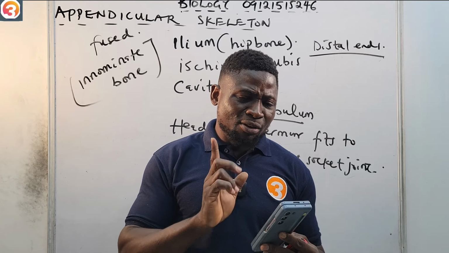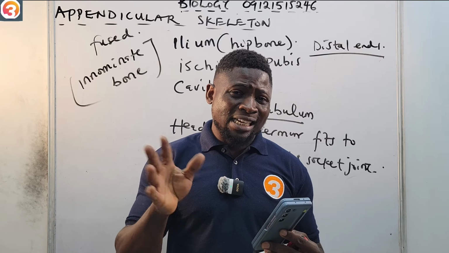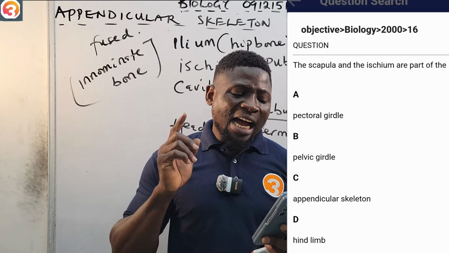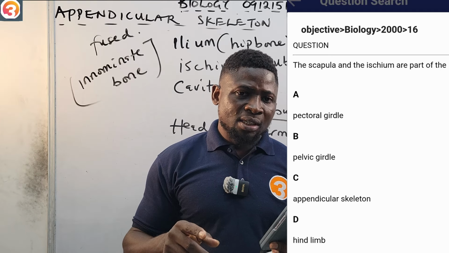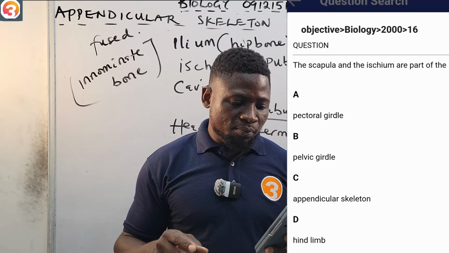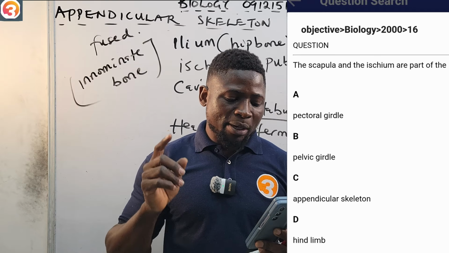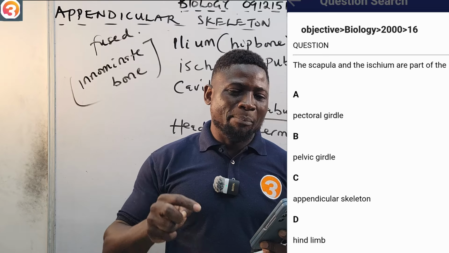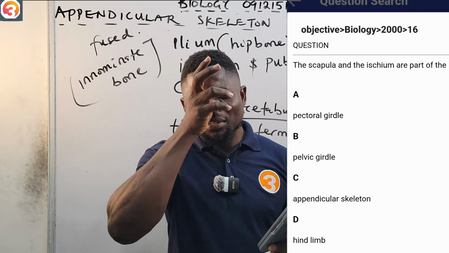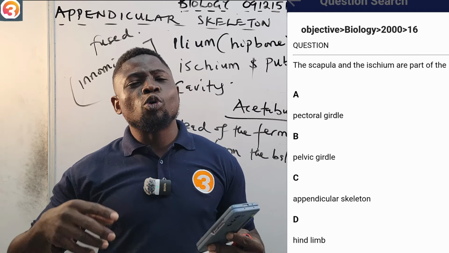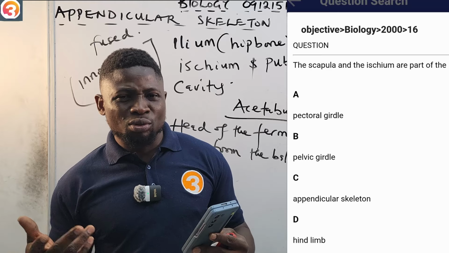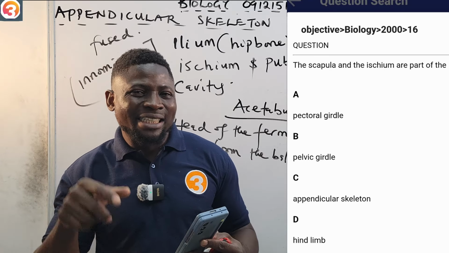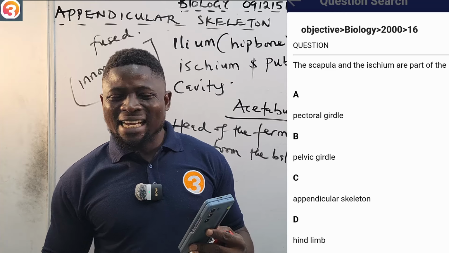Now let us see the last one. You go to the app and search for the questions for yourself. Year 2000 number 16 says, the scapula and the ischium are part of the A, say the pectoral girdle, B, the pelvic girdle, C, the appendicular skeleton, D, the hind limb. This is what we are telling you: JAMB will want to confuse you. But if you know what you are doing, there is no way they can get you. They can never get any of my students.